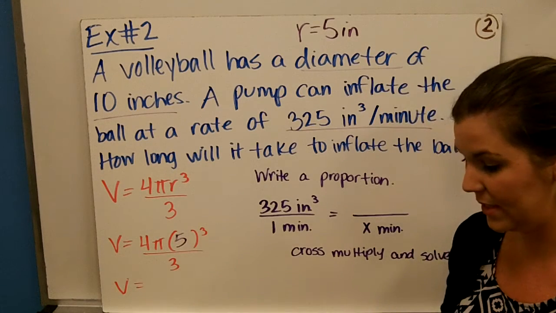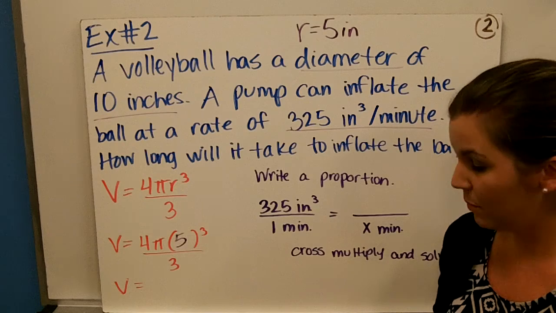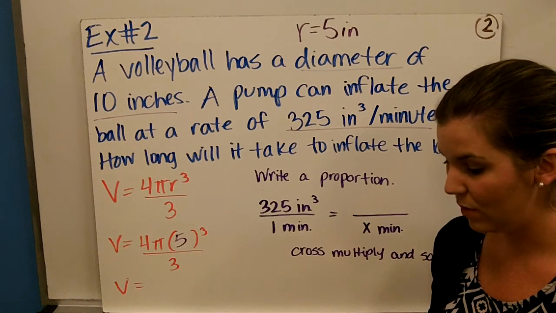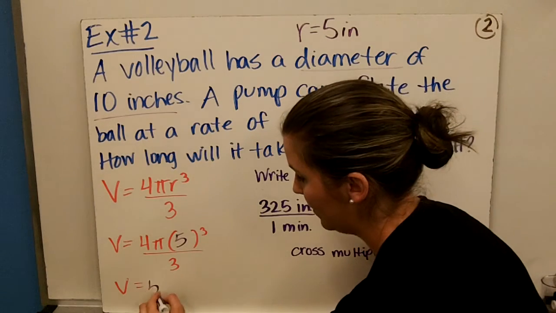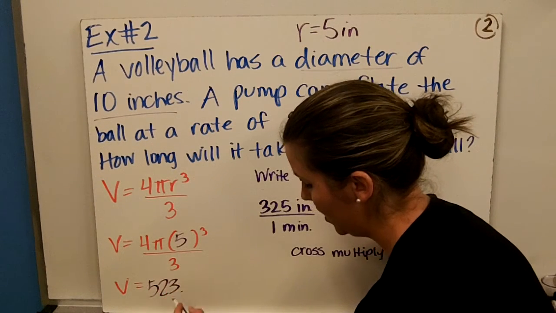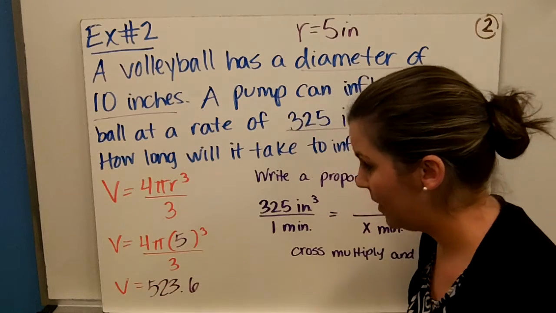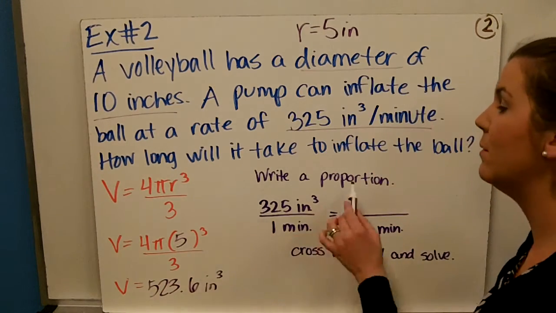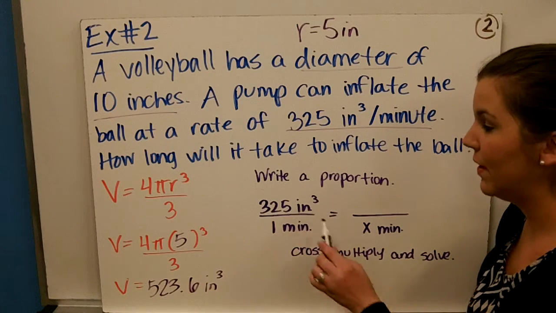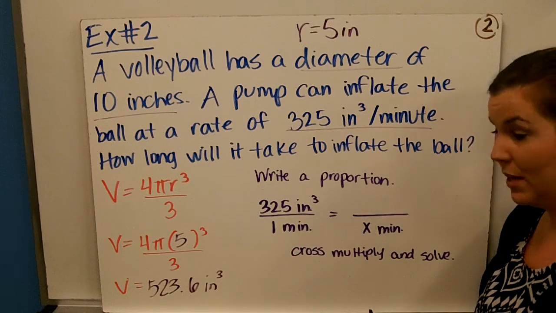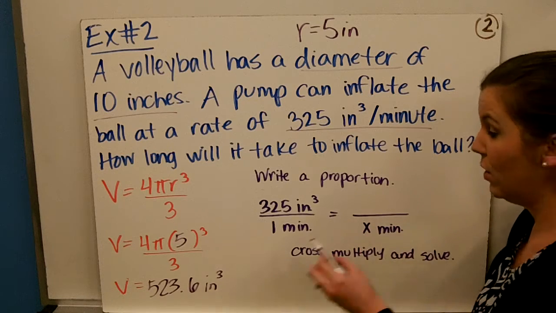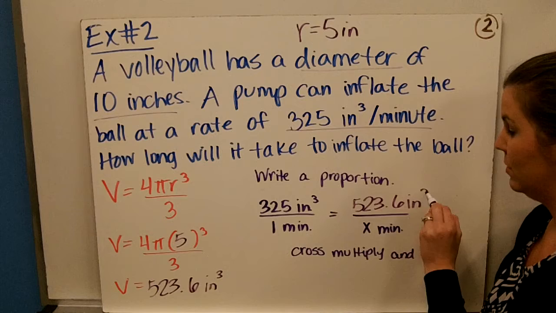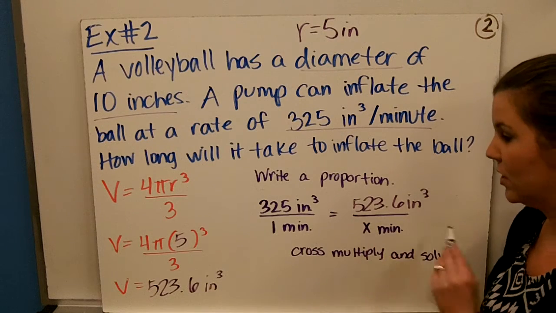And let's calculate this. Type in 4 pi, put parentheses around 5, raise it to the third power, then divide by 3. We get 523.6. I'm rounding to the nearest tenth, and this is inches cubed. Now we're going to write a proportion. 325 inches cubed per every 1 minute is equal to our volume, 523.6 inches cubed per x minutes, and we're going to solve for this.